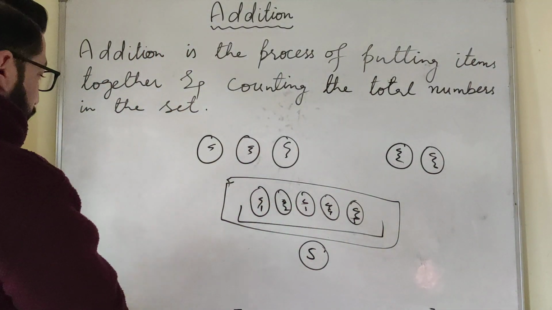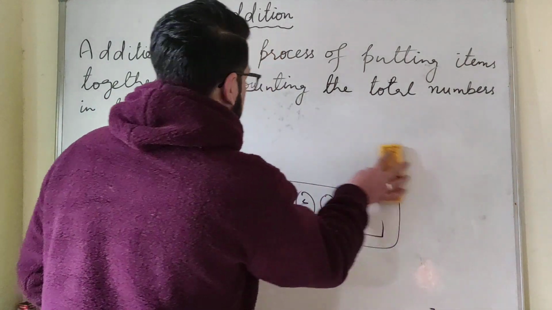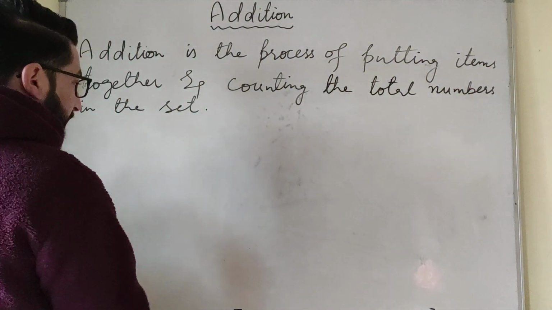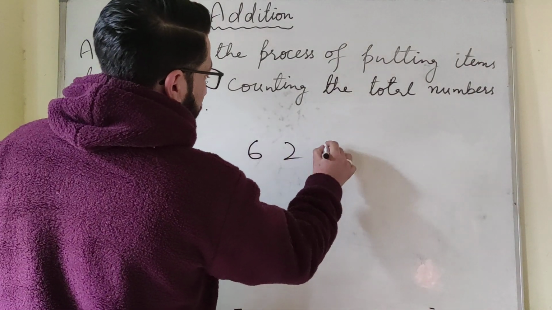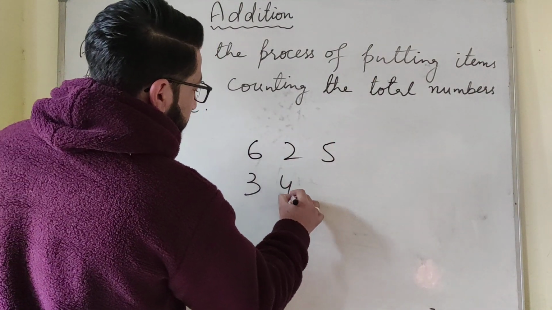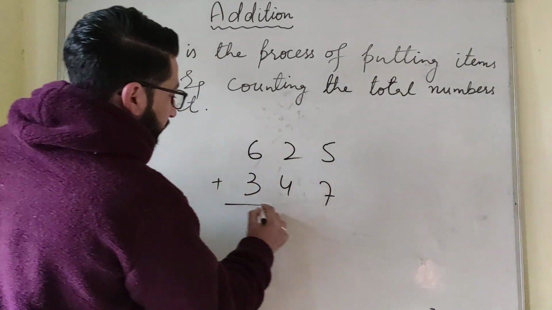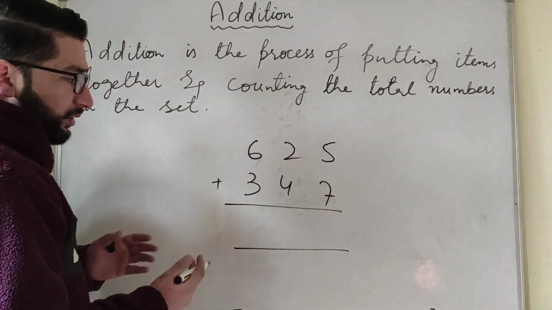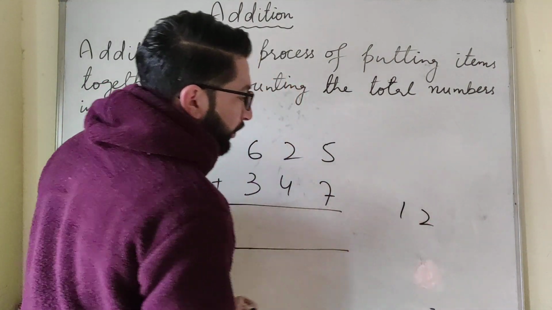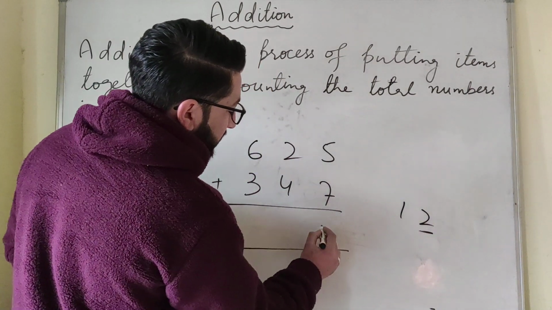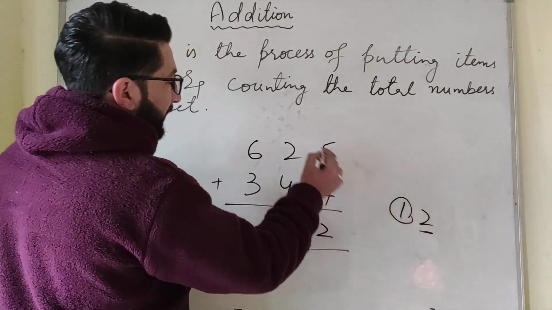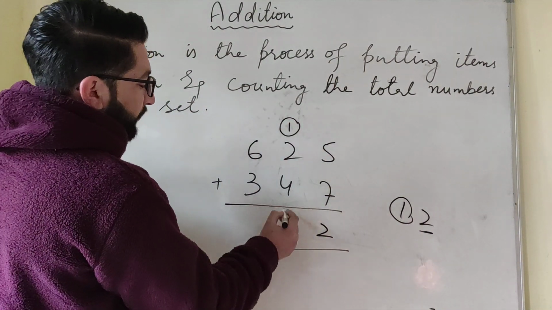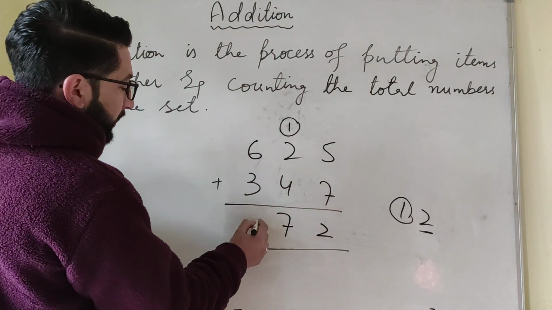So now we will move to numbers. So I will give you an example regarding numbers now. Suppose we have two numbers, 625 and 347. So what will we do? We have to add them. So 7 plus 5 is 12. So there are 2 digits. So the digit at ones place we will write it here, and this digit at tens place we will place it here at the top of the numbers. So 2 plus 1 is 3 plus 4 is 7. 6 plus 3 is 9.